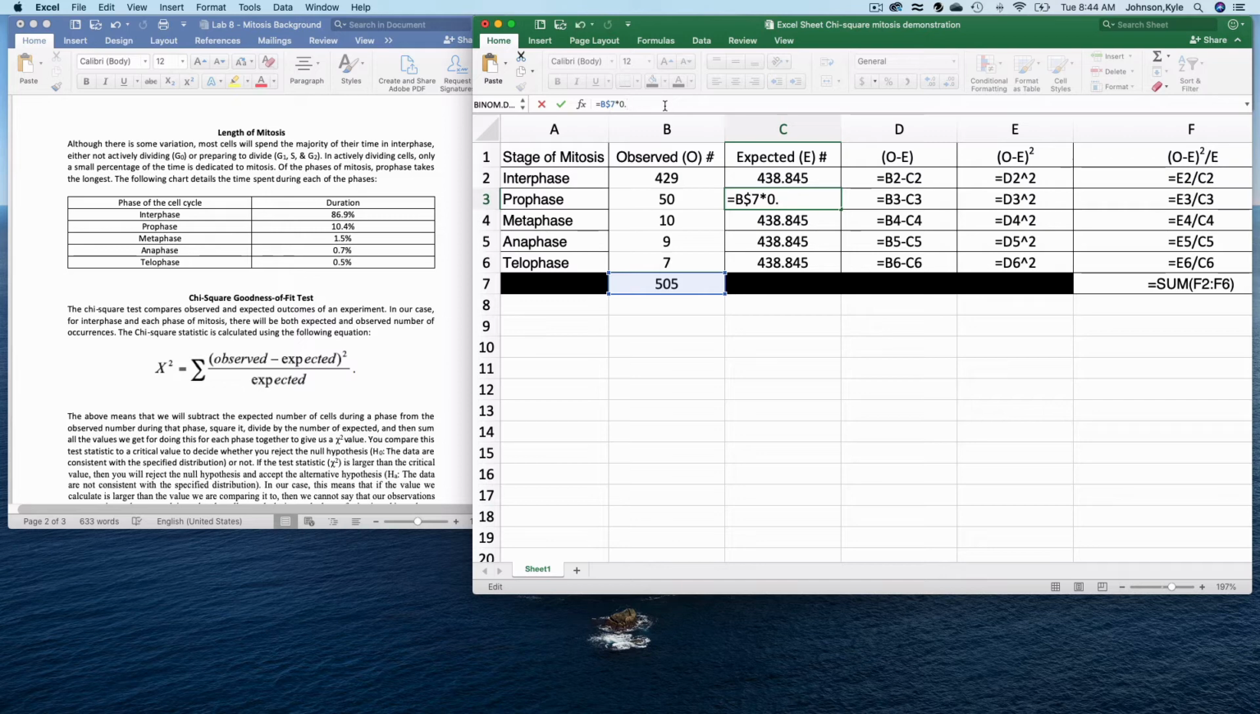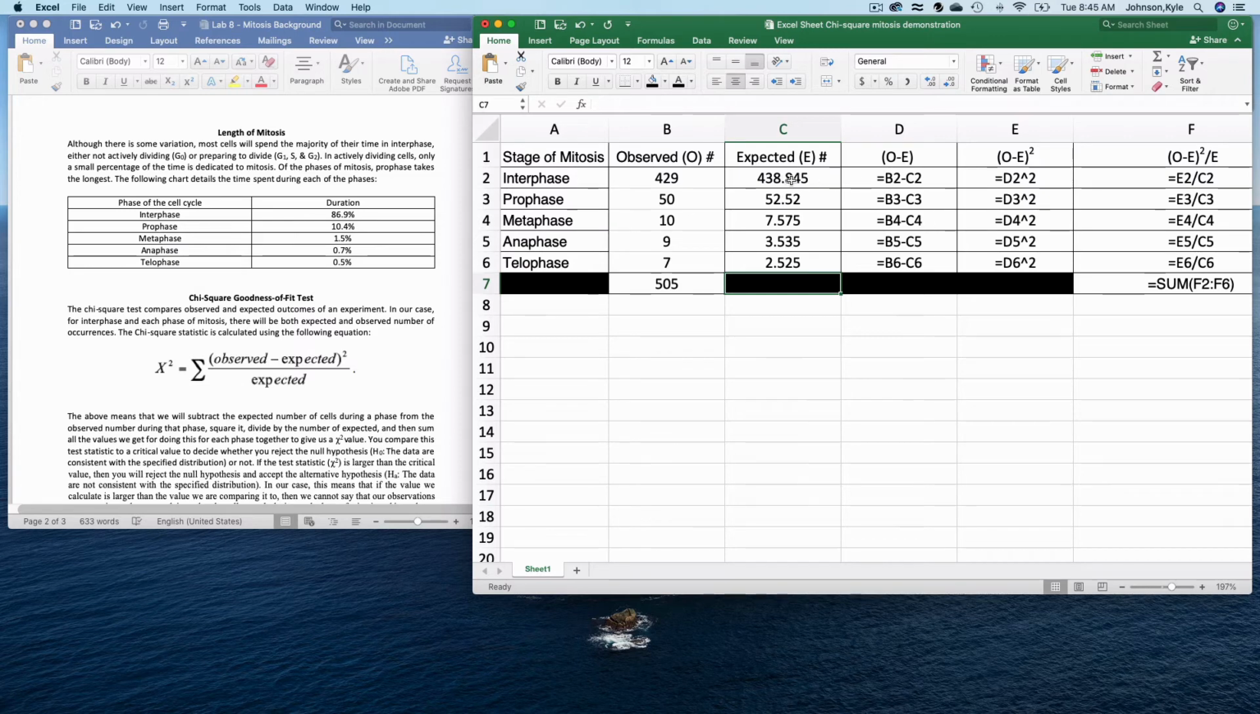So you got to change that fraction expected. So for prophase, it's 10.4%, so 0.104. For metaphase, it is 0.015. For anaphase, it is 0.007. And for telophase, it's 0.005.